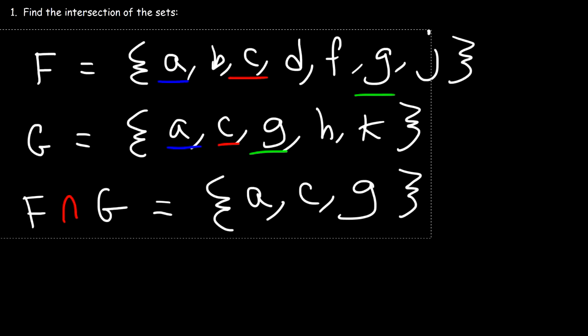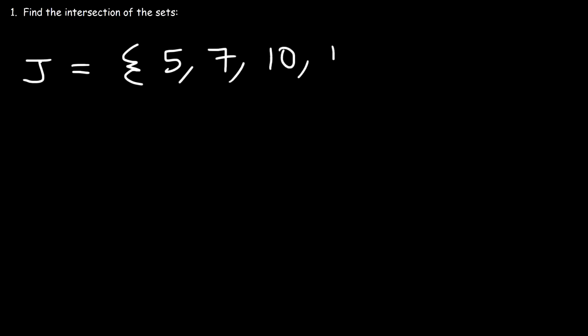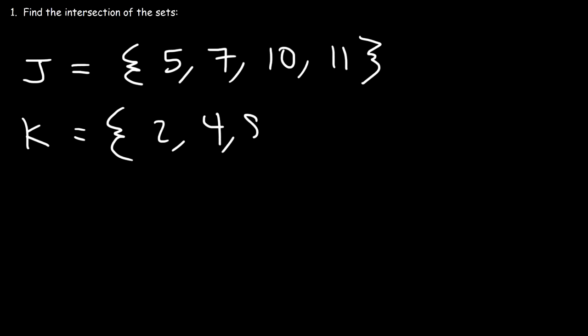But now what about this particular example? Let's say set J contains the elements 5, 7, 10, and 11. And set K has the elements 2, 4, 8, and 13. What is the intersection of J and K?